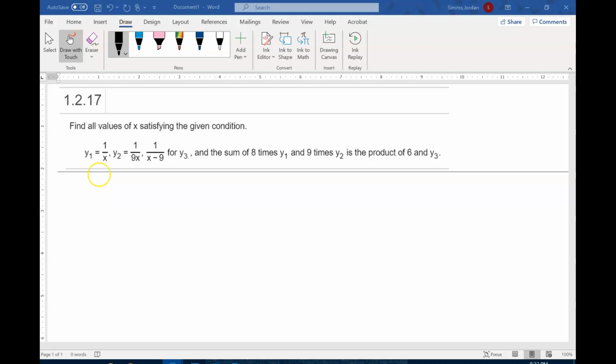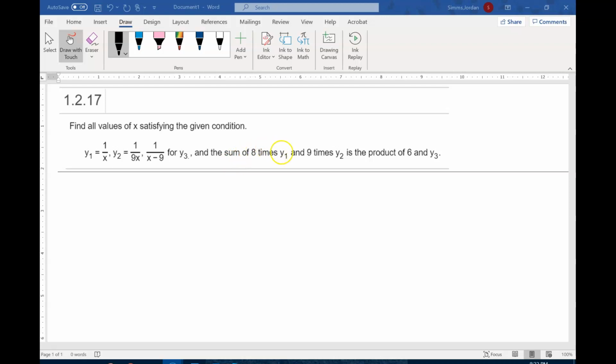I find the most difficult part on these is not really the math and solving it. It's the modeling, right? It's the setting things up. So here we have three functions. Y1 is 1 over x, y2 is 1 over 9x, and then y3 is 1 over x minus 9. See how awkward that is right there? That's a very weird way of writing this. And we have to model this situation.